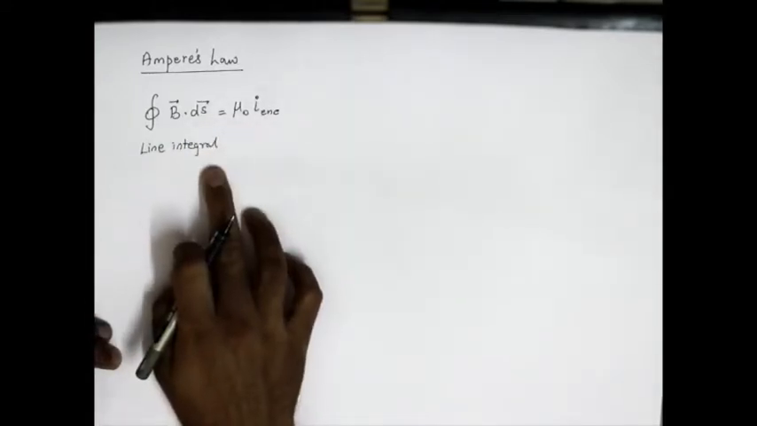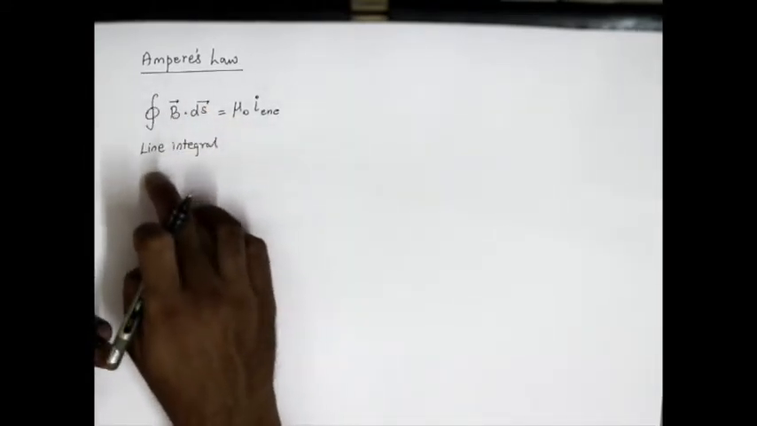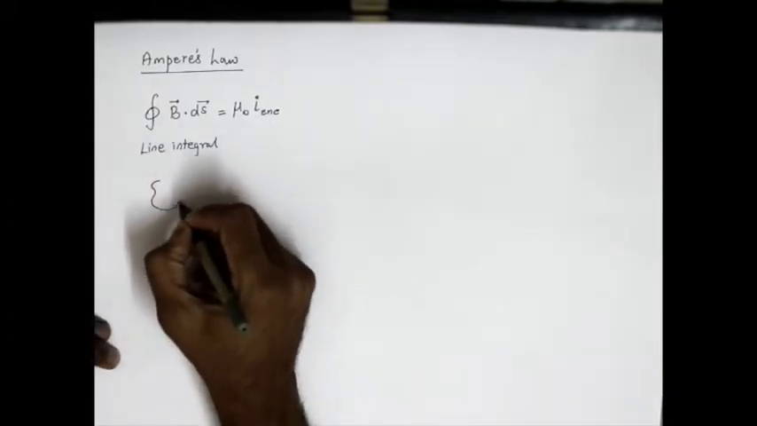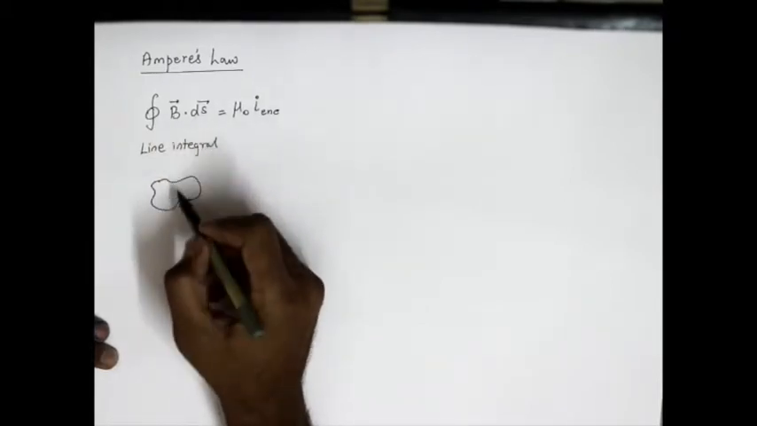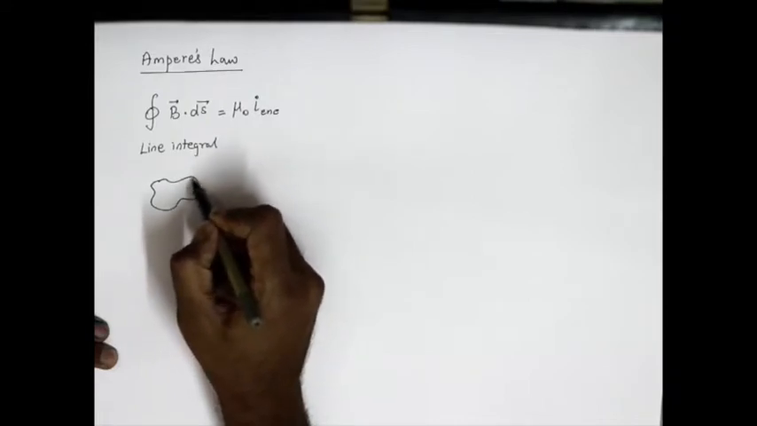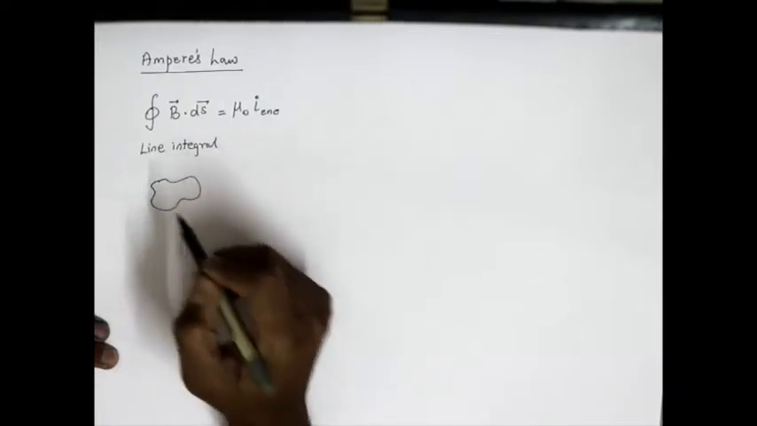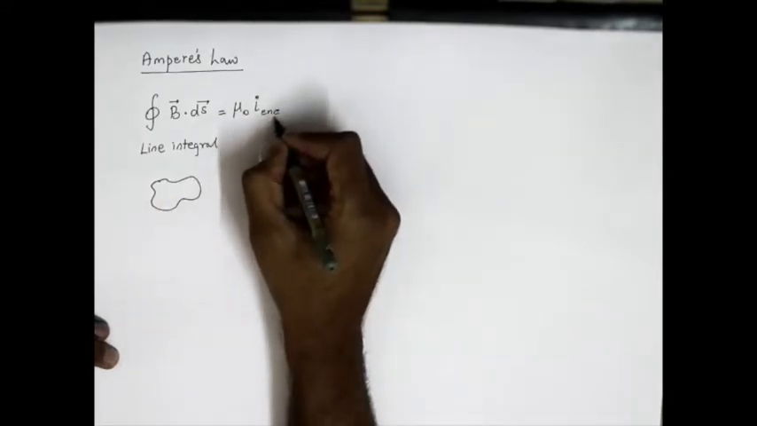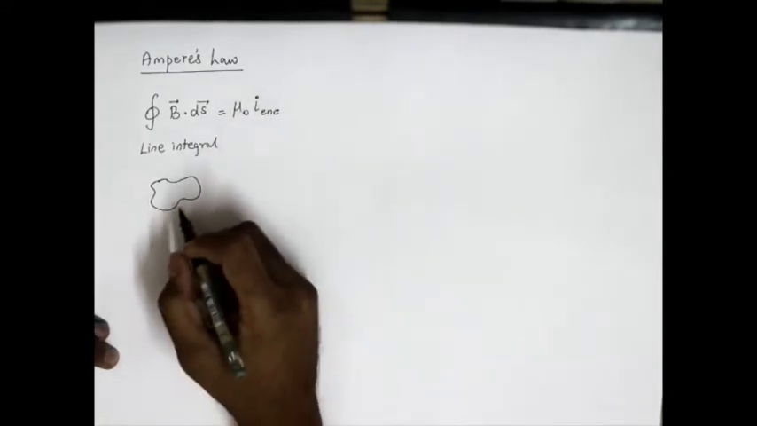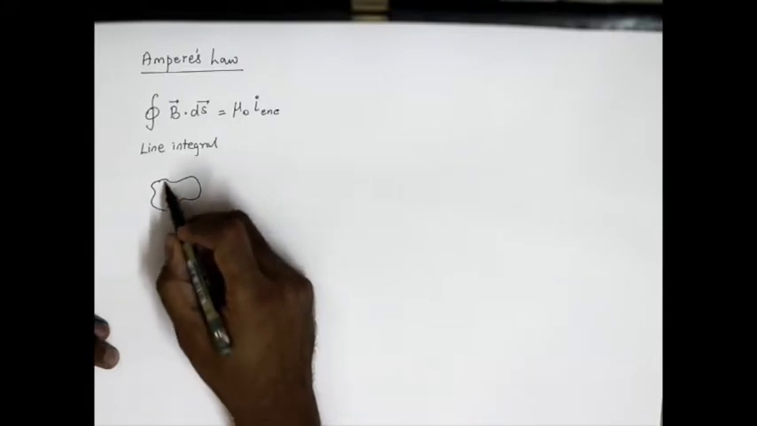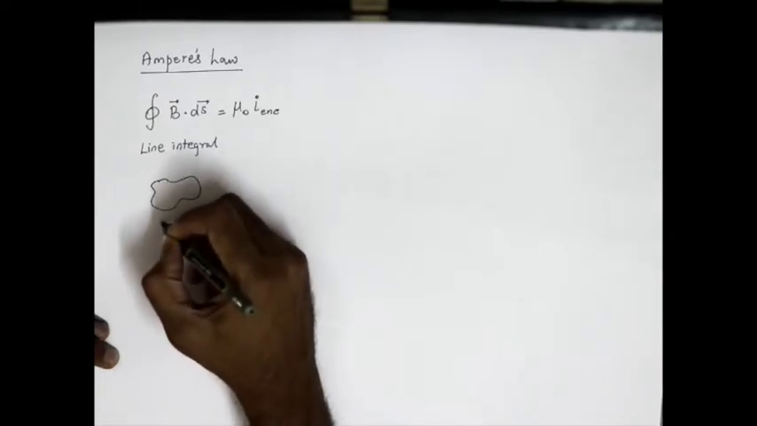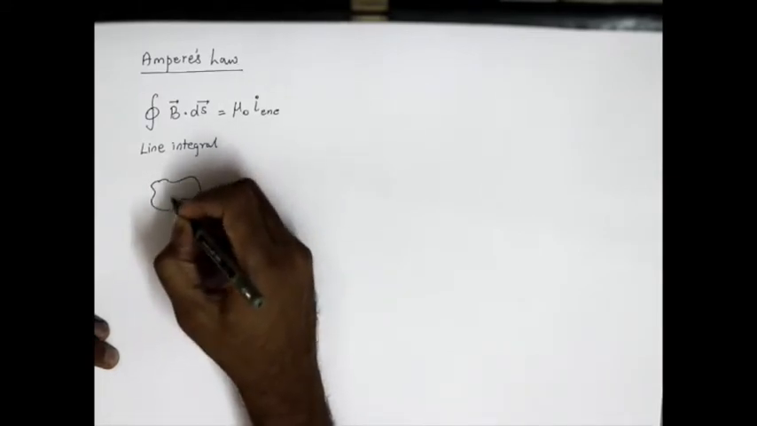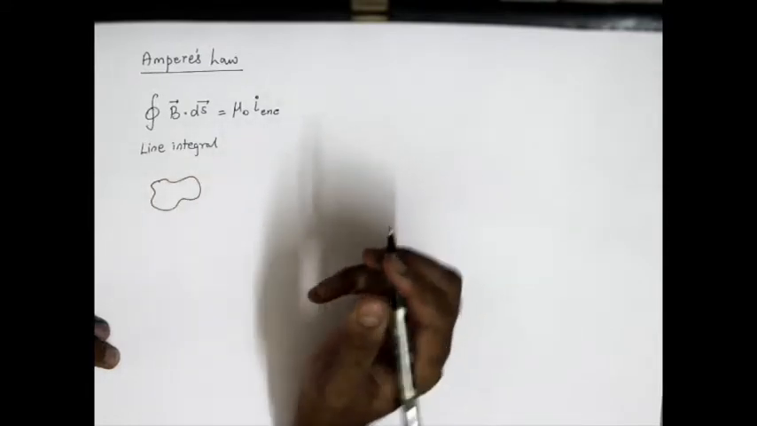What does this mean? This means that the integral has to be evaluated around a closed curve. That is a curve. So what is the value of the integral B dot ds if we are to evaluate this integral around this curve? And what is I? I enclosed means how much current is enclosed within this particular loop. That is, a wire has to cross through or pass through the surface enclosed by this loop.